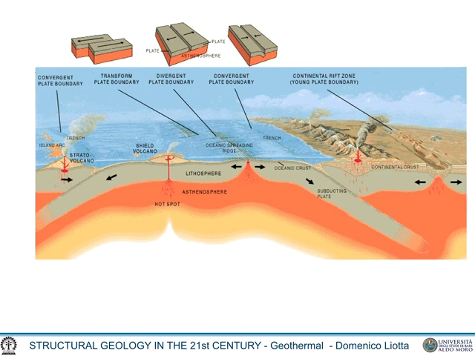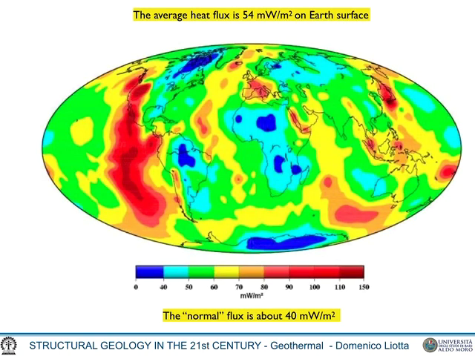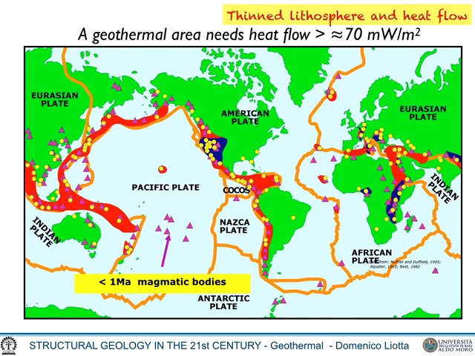So our goal is to go where this blanket is moved away, so where the Earth heat escapes, close to the volcanoes or in extensional regions, as is illustrated here. This is the map of the world heat flux, and you see that apart from the oceanic ridge, where the heat flux is very high, there are also continental areas where the heat flux is much more than normal. The normal flux is considered about 40 milliwatt per square meter. There are areas where the heat flux can overcome 70 milliwatt per square meter. This is again a magic number, because above this number we can consider the presence of geothermal resources.